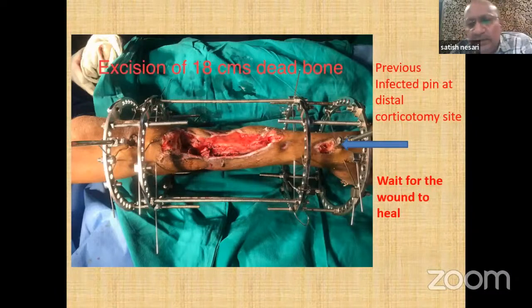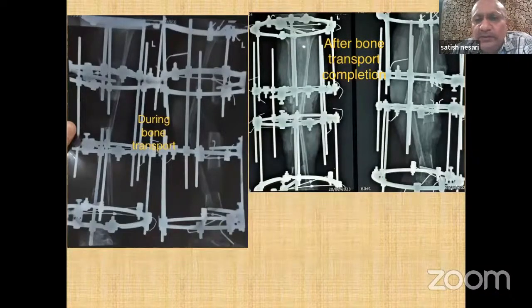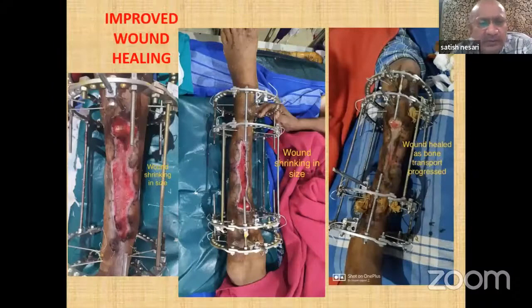And here you can see the distal tibia. There is a scar and a wound there. Never do an osteotomy when such a condition is there. Always wait for 10 days, 15 days, 1 month for the wound to heal and then go for an osteotomy. So in this patient, I did a trifocal bone transport with 2 osteotomies and gradually distracted. This is after the completion of the transport. When I excised the 18 centimeter bone, I did not do any flap. No flap surgery is required.